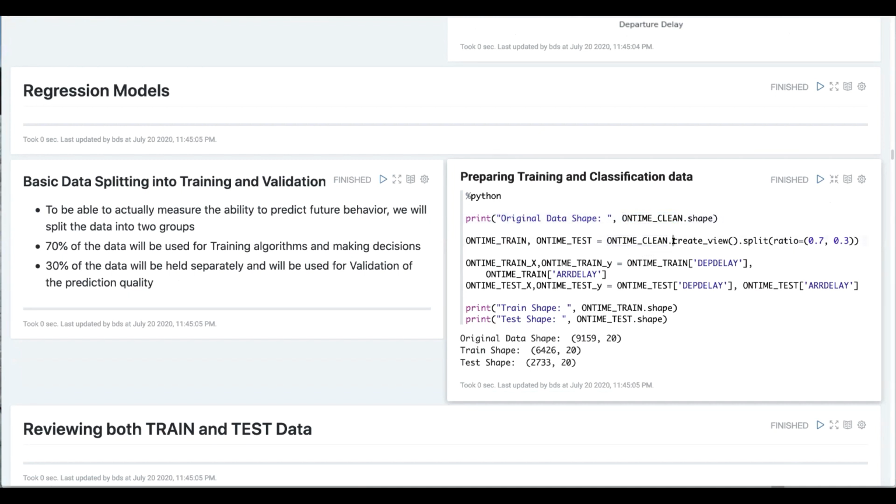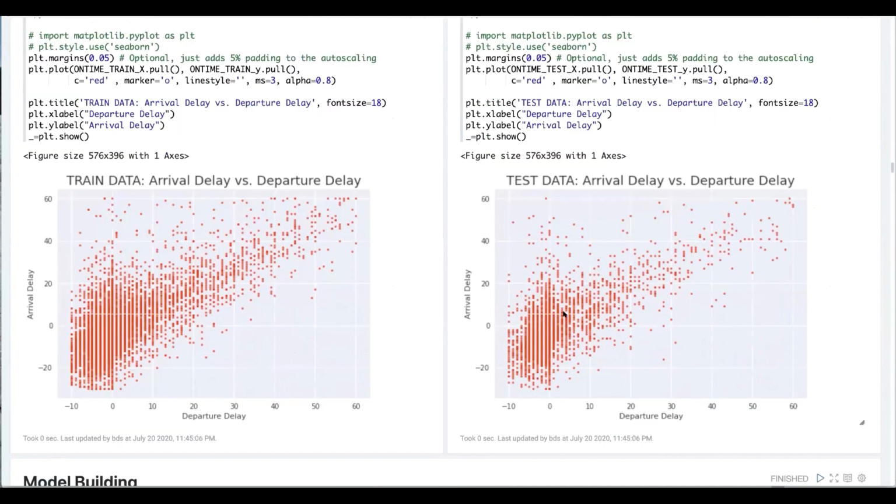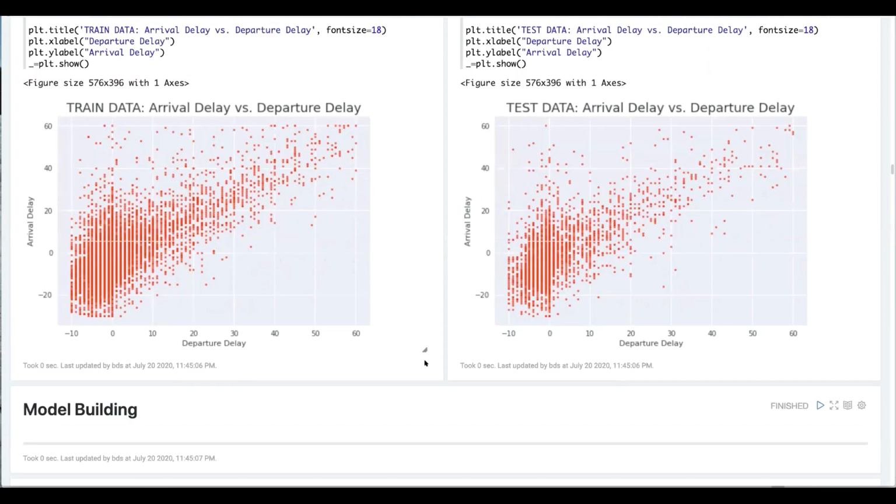And now we're creating a view to use the split here. We're splitting 70-30 between training and test. And then we can check both data sets. I just want to make sure that the two data sets look reasonably similar, so that we're building a model here, and we're going to evaluate it on something that is similar in terms of distributions of the departure and arrival.